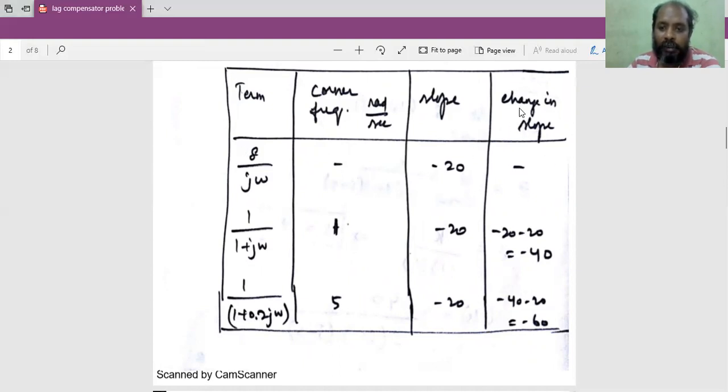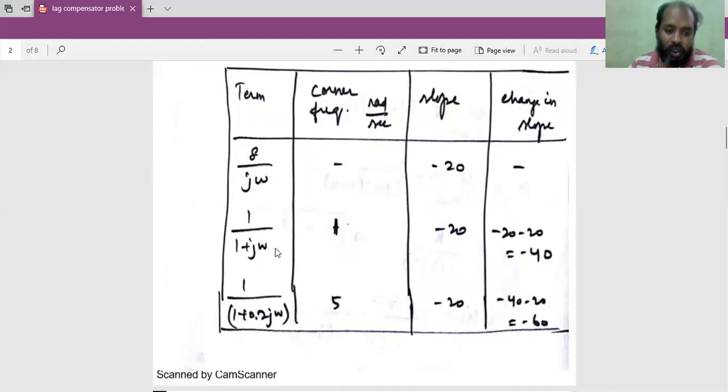And since there is no change, this is the first term, and there should not be any change in slope. Then we go to the second term based on the corner frequency. This term should be chosen in terms of the corner frequency in ascending order. That is, the lower term first, then the higher term, followed by the higher term.